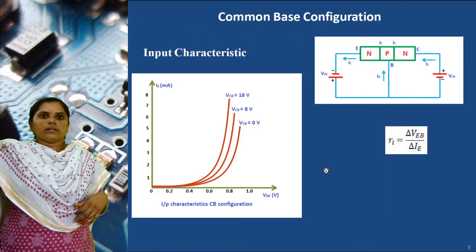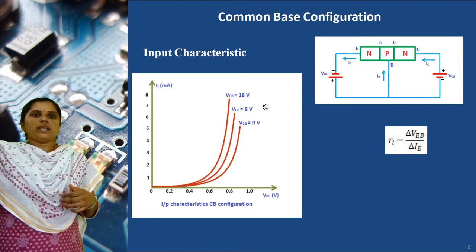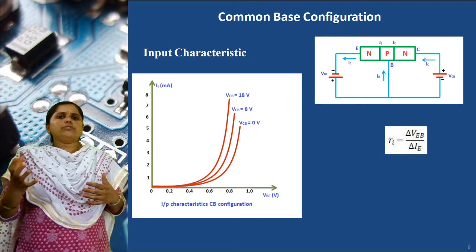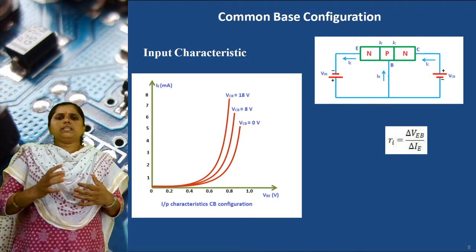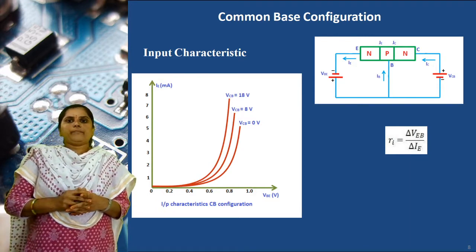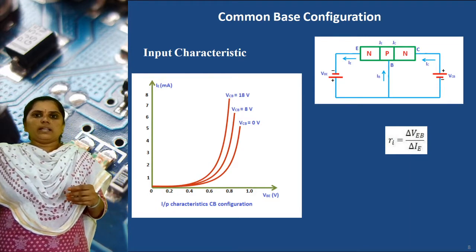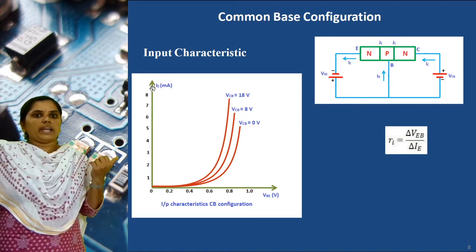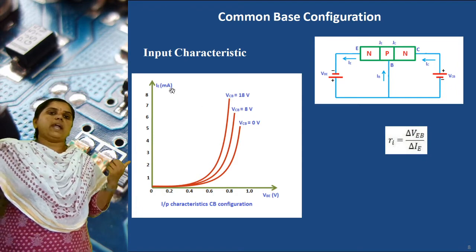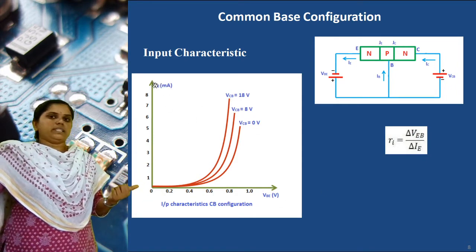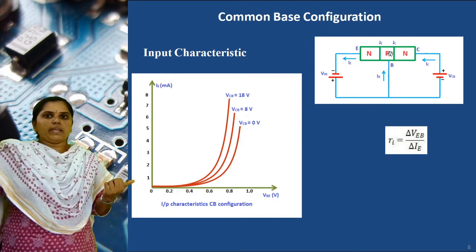Okay, so see here, these are the input characteristics. Configuration is nothing but what? We have to find out the input characteristics and output characteristics of the common base circuit. Okay, see here, input characteristics we can draw in between input voltage and input current. See here, this emitter-base junction is in forward bias direction only.